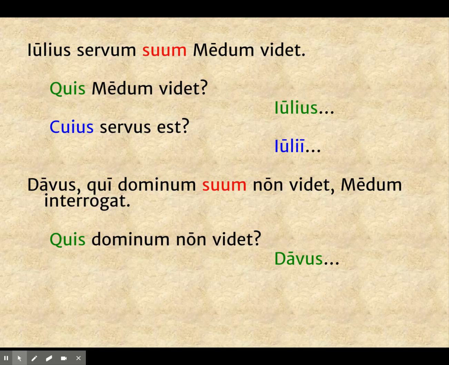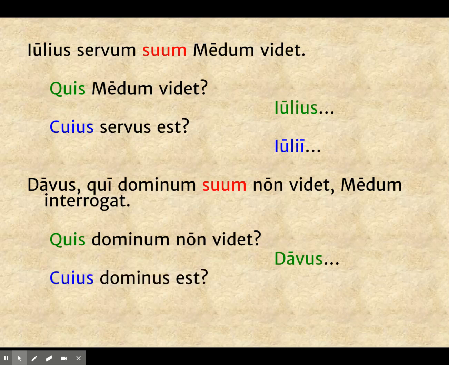Hopefully you said Davus. Davus dominum non videt. Davus is the subject of the sentence. Remember, the subject is in the nominative case, and likes to come first. Now we're going to ask our possessive question. Notice suum agrees with dominum, so we want to figure out who the owner of the dominus is.